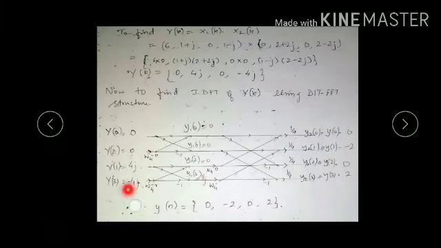So the input is capital Y of 0, capital Y of 2, capital Y of 1, capital Y of 3, and the output is small y of 0, y of 1, y of 2, y of 3. And at the end of this, we need to multiply by 1 by 4. And you will get the answer as y of n equal to 0, minus 2, 0, 2. So please refer to the very first problem in this video and accordingly solve the problem.